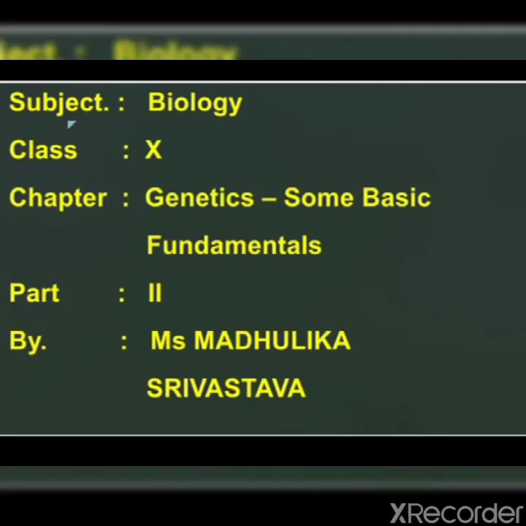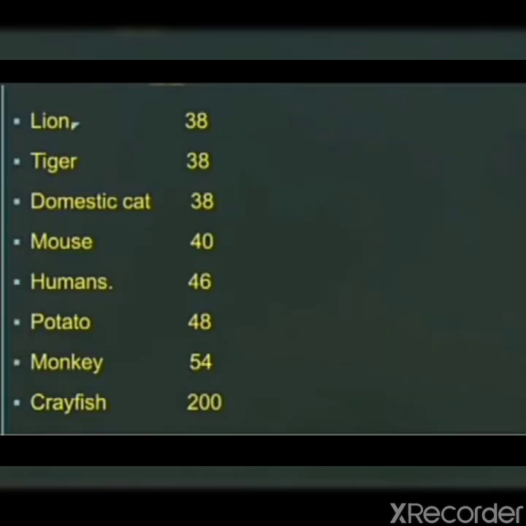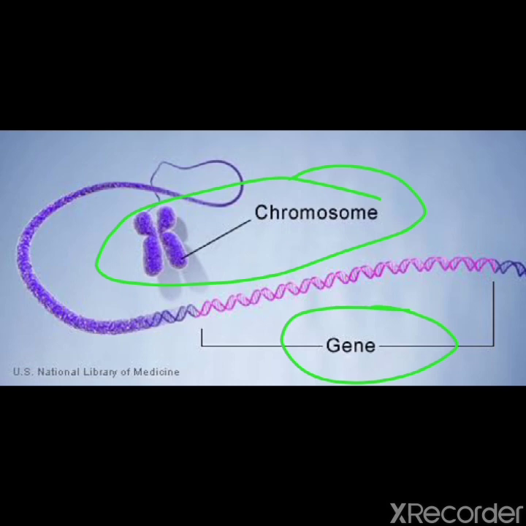Hello everyone, this is my second video regarding chapter Genetics, some basic fundamentals. Chromosomes, carriers of genes. Students, already I have explained in my previous video that all species have a fixed number of chromosomes. These chromosomes carry genes which are heritable factors that control specific characteristics.